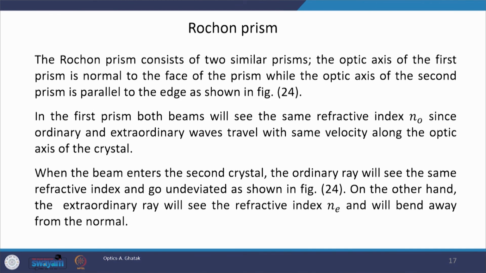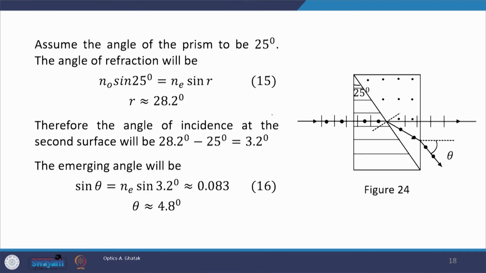Similarly, there is another prism which is called the Rochon prism. The Rochon prism consists of two similar prisms. The optic axis of the first prism is normal to the face of the prism, while the optic axis of the second prism is parallel to the edge of the prism, as shown here in this figure. Here this is the optic axis of the first prism, while this is the direction of the optic axis of the second prism.